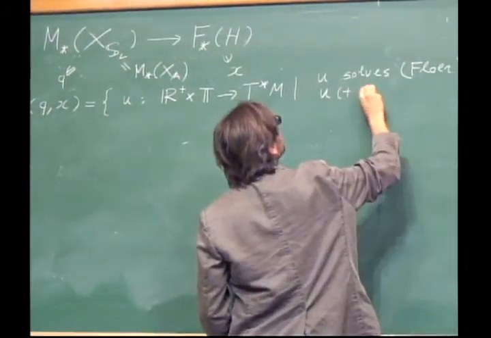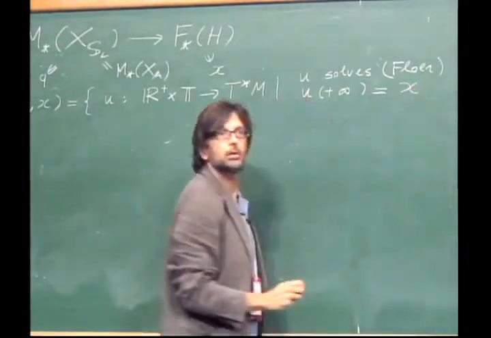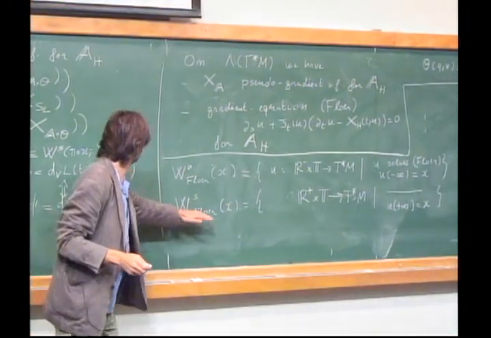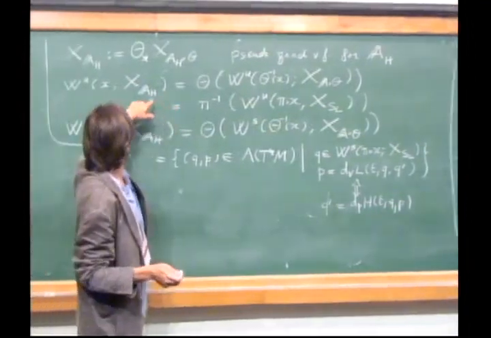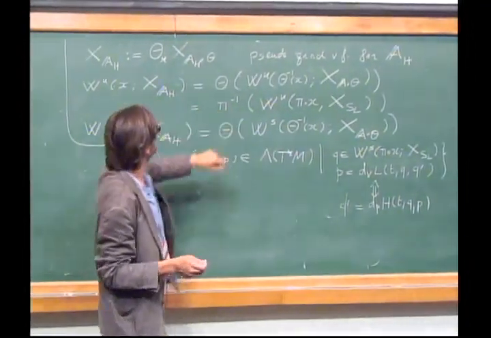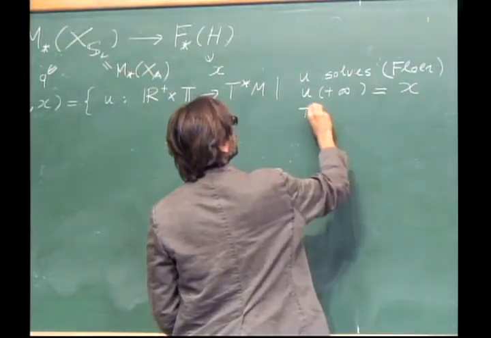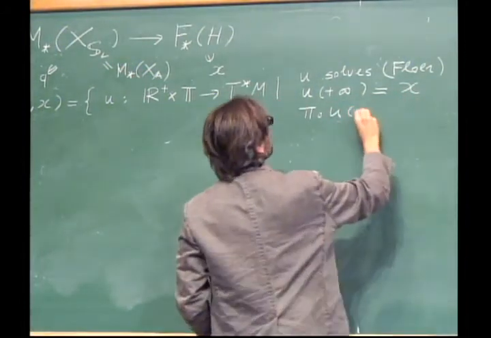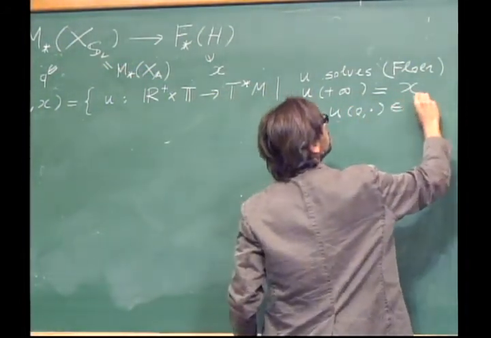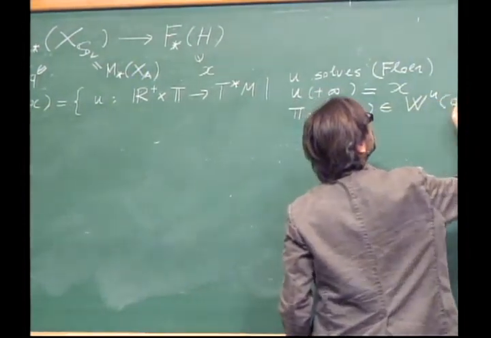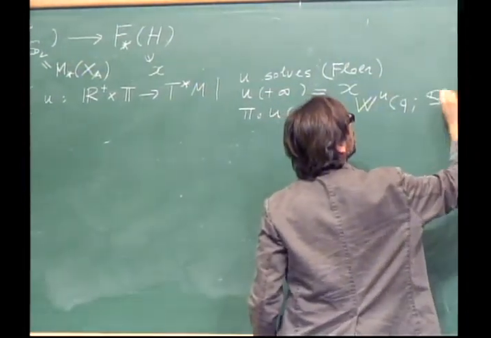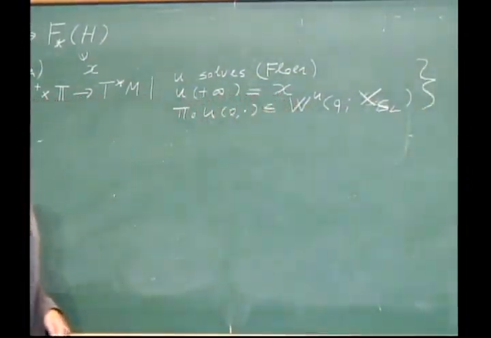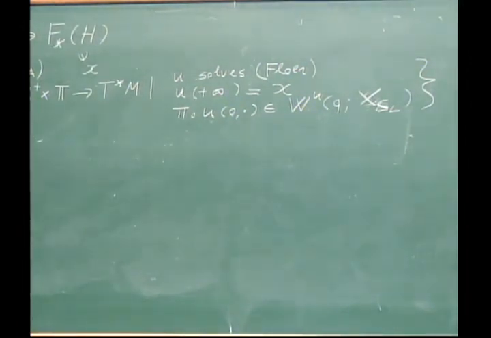U at positive infinity is X. So here I wrote that I'm in the stable manifold of X. And then I should add that actually I'm in the unstable manifold here, which means that the projection, if I look at this expression, the projection of U at 0 dot, should belong to the unstable manifold of Q with respect to the pseudo-gradient vector field SL. Okay? So this recipe suggests this as a definition of moduli spaces.